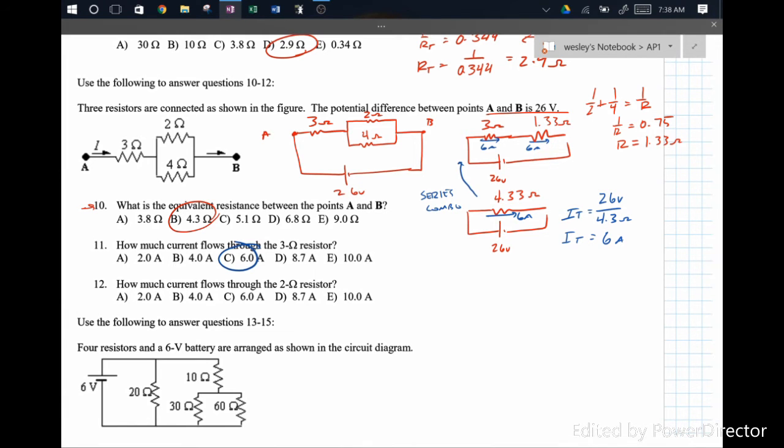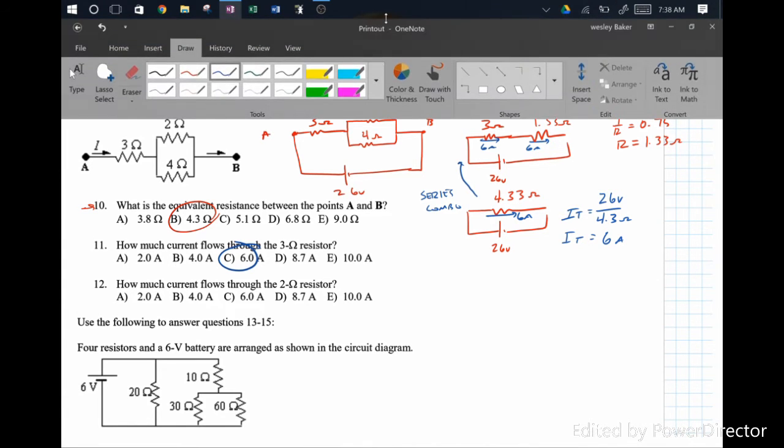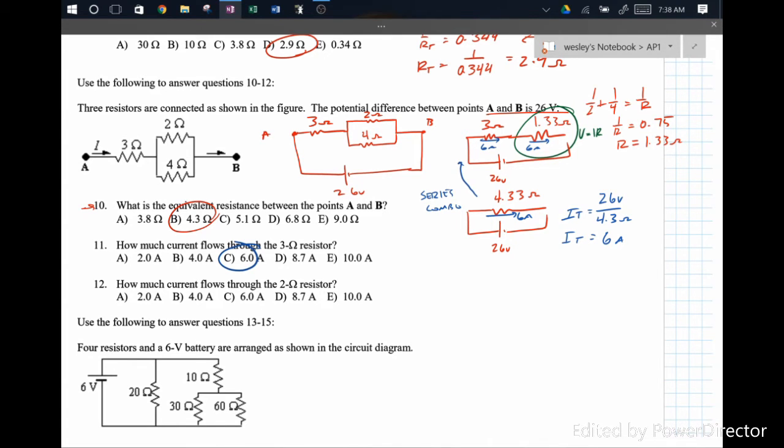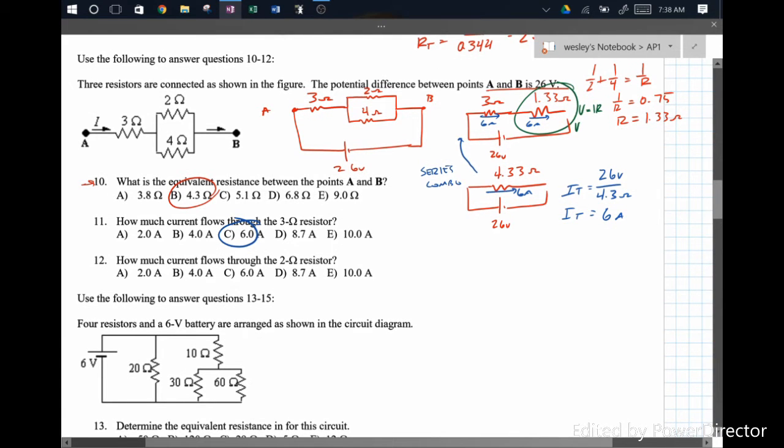Okay, now we have to continue going with the things that we know here. So looking at that, 6 amps, 1.33 ohms, what I can get is the voltage. Voltage is current times resistance. Now since I'm talking about an individual resistor, I have to take the current through that individual resistor, 6 amps, times the individual resistance, 1.33 ohms. That makes the voltage here 9 volts.